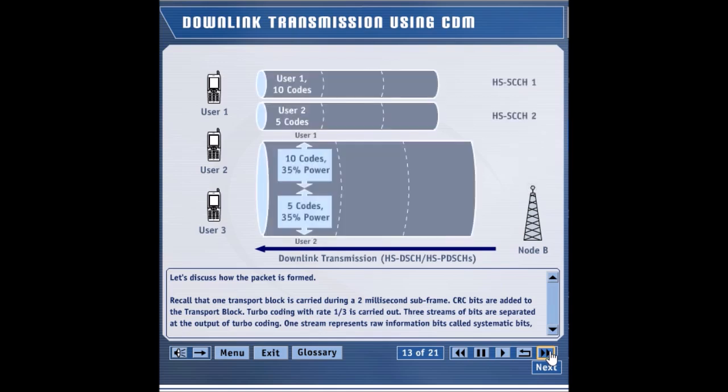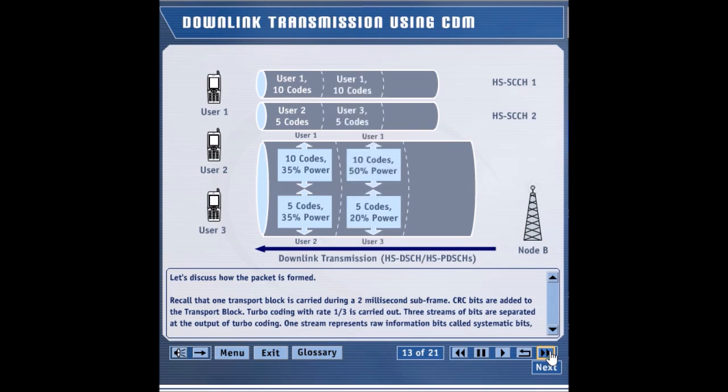The HSSCCH1 subframe indicates that the data on the HSDSCH1 is for user 1, while the HSSCCH2 subframe indicates that the data on the HSDSCH2 is for user 2. User 1 obtains data using 10 HSPDSCH codes, and user 2 obtains data using 5 HSPDSCH codes.